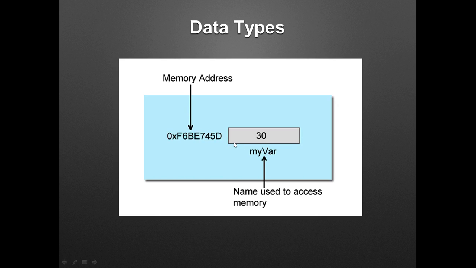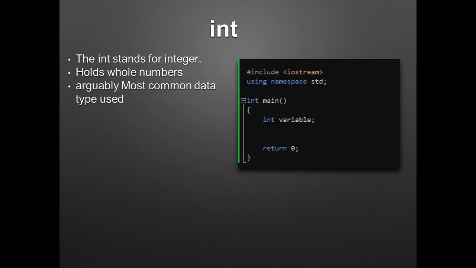So in this case here, 30 is the value that we're going to be storing inside of my var. Now what is that? 30 is actually going to represent an integer with our data type. This is the first data type that we're going to learn, and it's one that we've actually already seen.